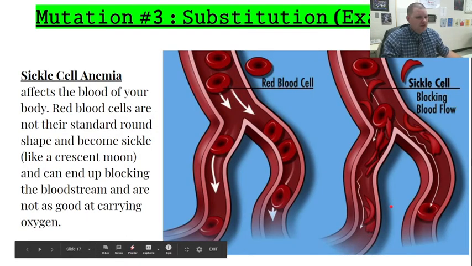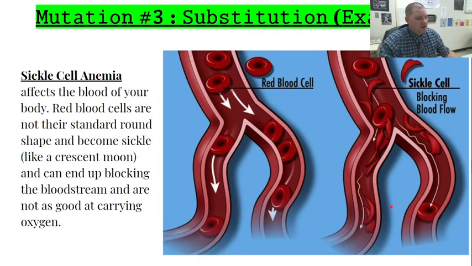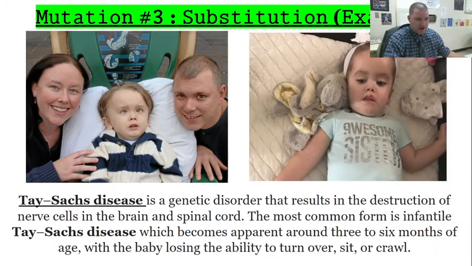Some examples of substitutions. This would be like sickle cell anemia. It causes your blood cells not to be circular, but rather more of a moon shape, which means that sickle shape gets clogged and stuck in your veins easier, which is bad. You're not as good at getting oxygen flow throughout your body.